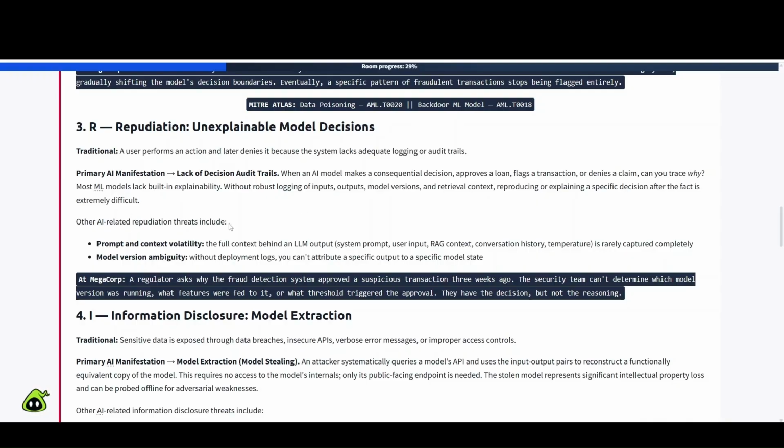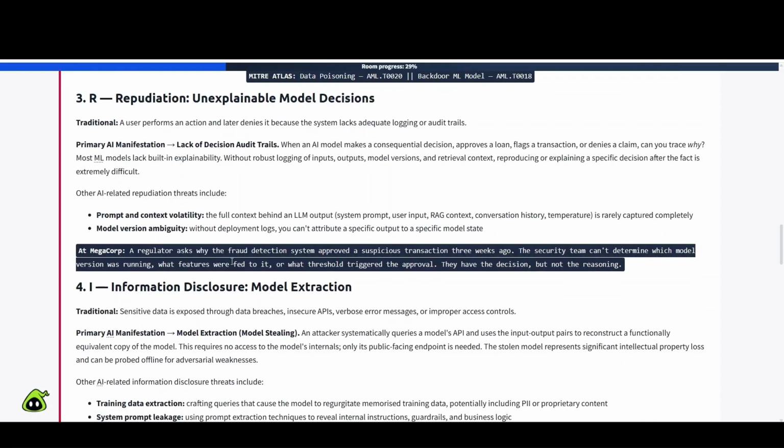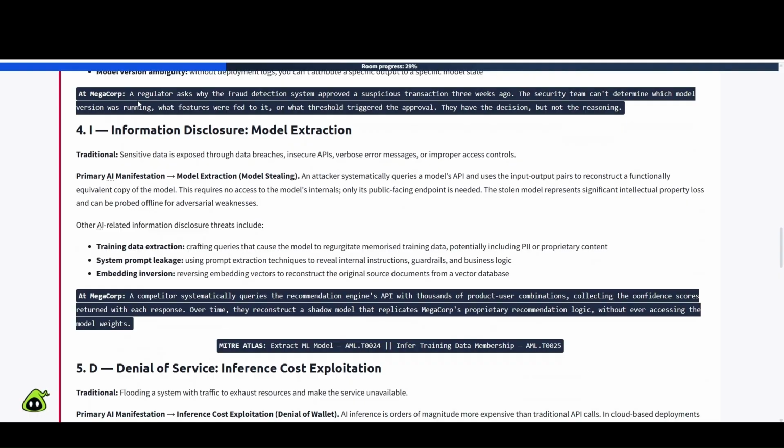Other AI-related repudiation threats include prompt and context volatility: the full context behind an LLM output, system prompt, user input, RAG context, conversation history, and temperature, is rarely captured completely. Model version ambiguity: without deployment logs, you can't attribute a specific output to a specific model state. At Megacorp, a regulator asked why the fraud detection system approved a suspicious transaction 3 weeks ago. The security team can't determine which model version was running, what features were fed to it, or what threshold triggered the approval. They have the decision, but not the reasoning.